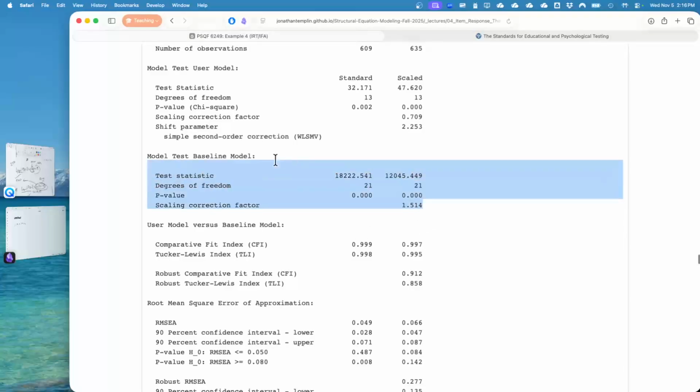This model is still what you had before. Baseline model is your independence model. This is the saturated versus the independence model. Saturated meaning all correlations are estimated, independence meaning all correlations are zero. This test statistic tells you that of the 21 correlations that should be in the data, at least one of them is not zero. How are we doing so far? That seems familiar, I hope?